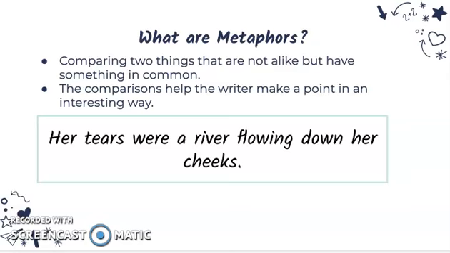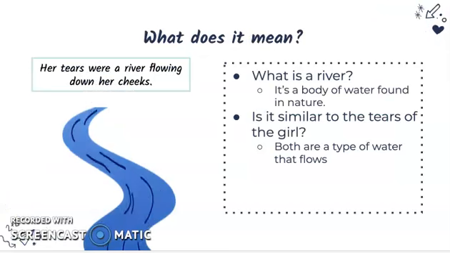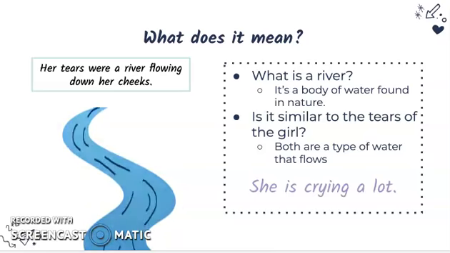Let's tackle this the same way we tackled the last example. What is being compared in this sentence? I would say her tears and a river. So, what is a river? It's a body of water found in nature. How can we connect the river and the tears? Well, since tears and a river are both a type of water that flows, we can probably connect that it has to do something with a lot of water. So I would say that the sentence means that she's crying a lot. Let's move on.